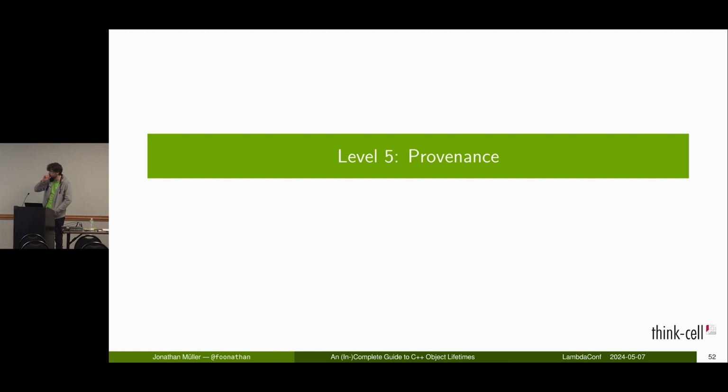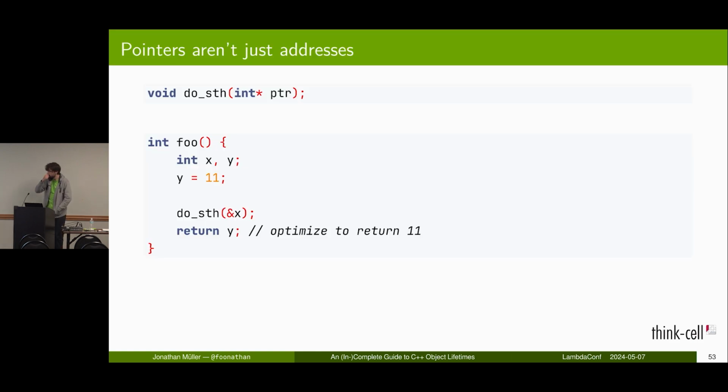Okay. So let's talk about provenance. Consider this code. We're having two variables x and y. We're setting y to 11. Then we're doing something with the address of x, and then we return y. We expect the compiler to optimize the return y to return 11, because y is set to 11, and then we're not changing it. But what if the definition of do something looks like that? So do something takes the pointer, goes one further, and sets it to 42. And let's say it just so happens that that is the address of y. So the stack is just set up in such a way that y lives at the address of x plus 1. Then this optimization would be invalid because we're changing y.